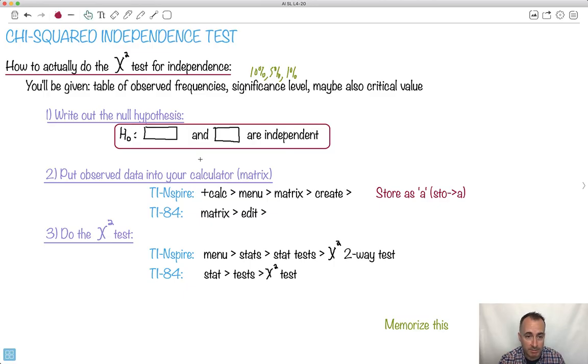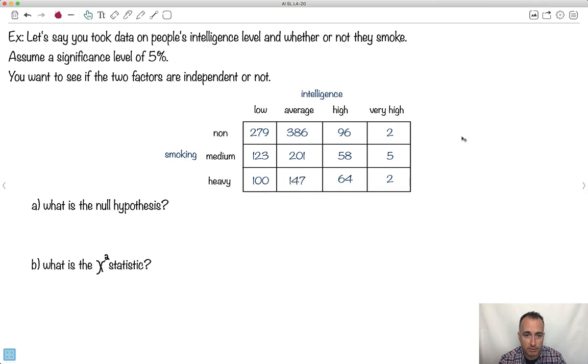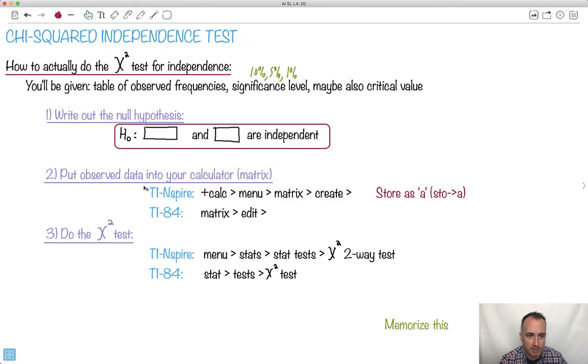Well, you're going to be given a big table. In fact, I'll show you the example we were using in another video with intelligence and smoking. So that table, how do you put it into your calculator? On your TI Inspire, it's under new calculator page, menu, matrix, and create a matrix. When you're done with that, you should store it as some letter. I just call it A, that way you can refer to it. On the TI-84, you go to matrix and edit. And on the Casio, there's also a way to enter this matrix. So you put that into your calculator so you can use it.